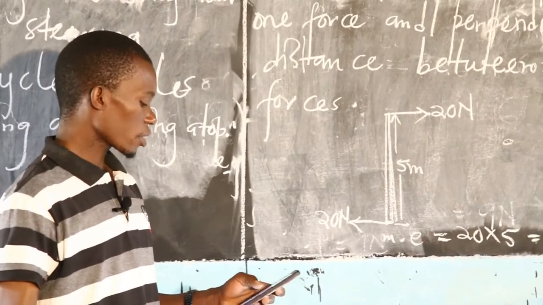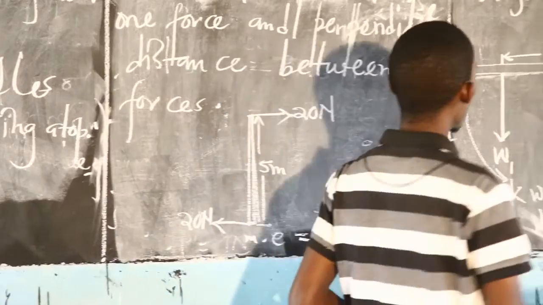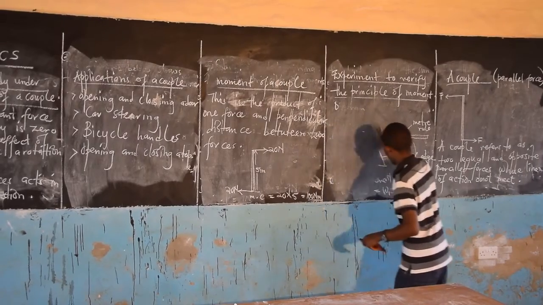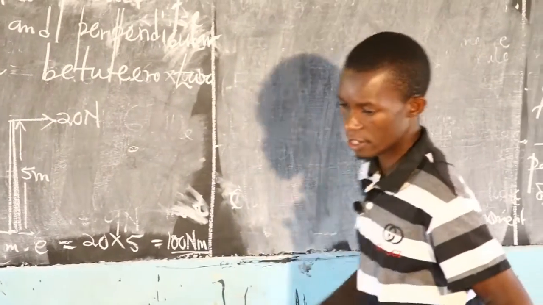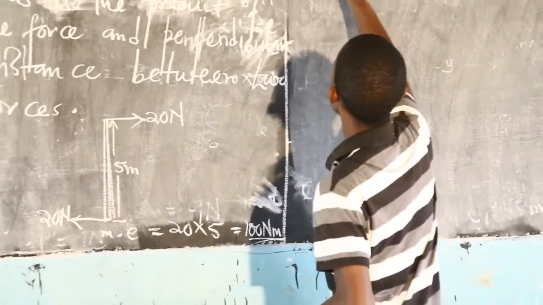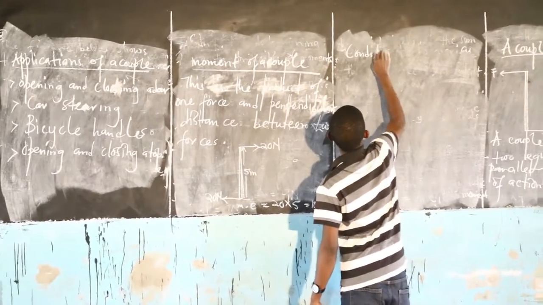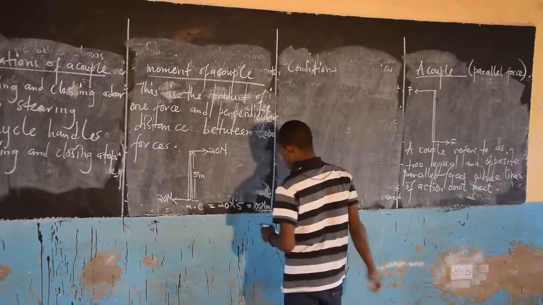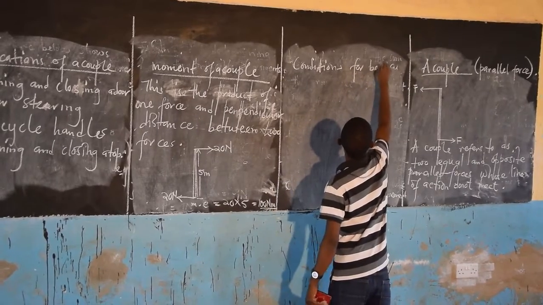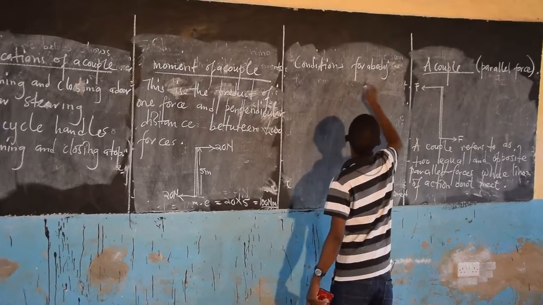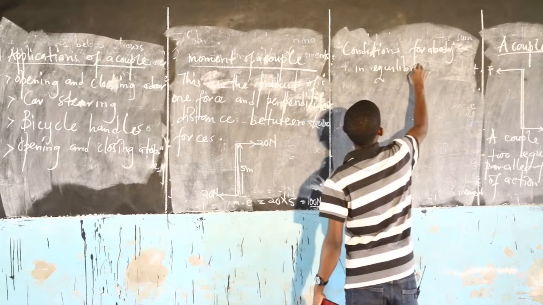We are going to talk about also the conditions. We have some of the conditions for a body to be in equilibrium. But the body is what?